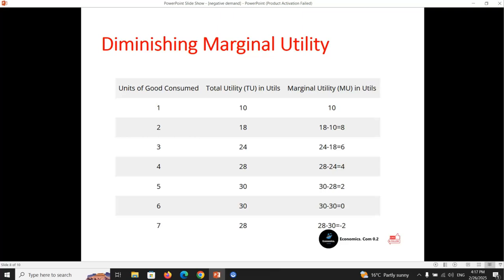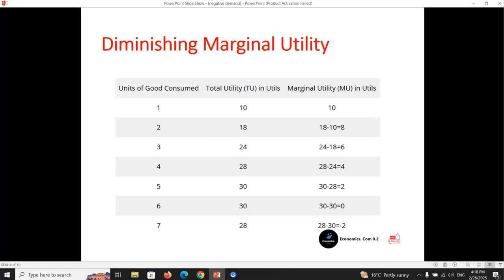One of the most important principles in consumer behavior is the law of diminishing marginal utility. This principle plays an important role in shaping the demand curve and explains why, as we consume more of a good, the additional satisfaction we get from it decreases. This concept is essential in understanding consumer choices, pricing strategies, and even policy making.